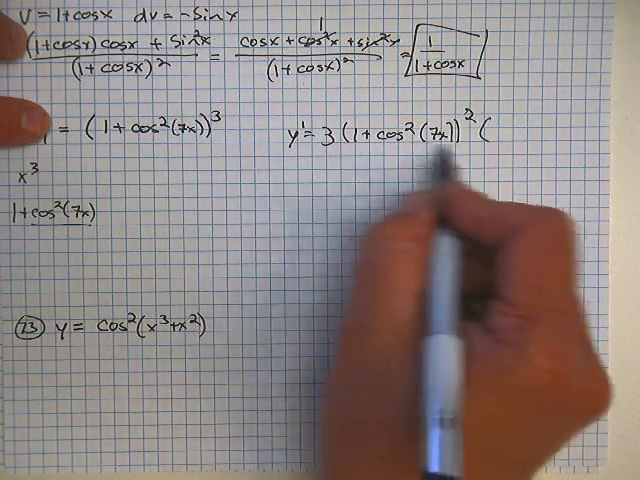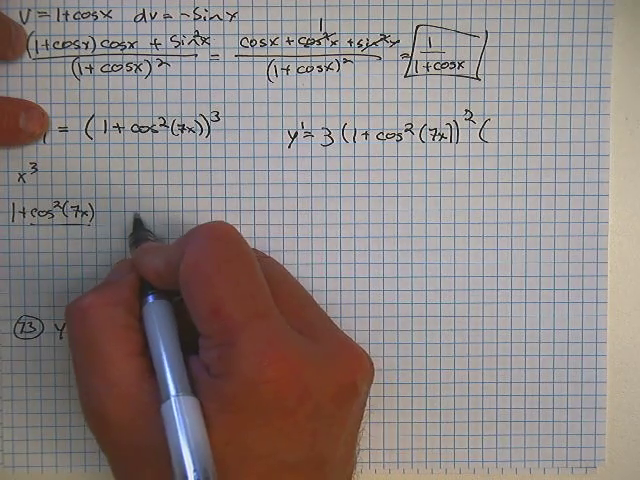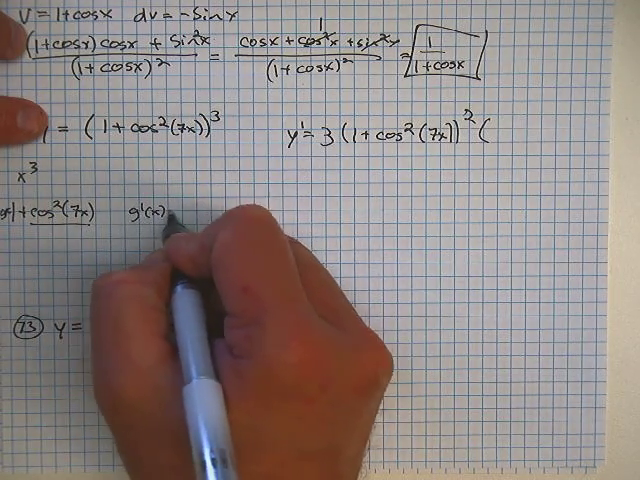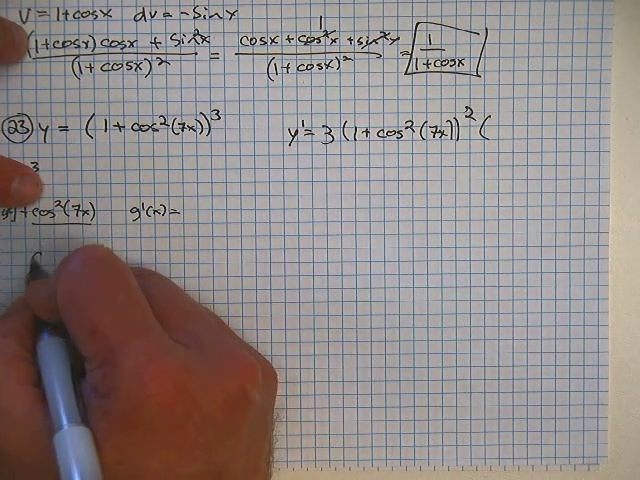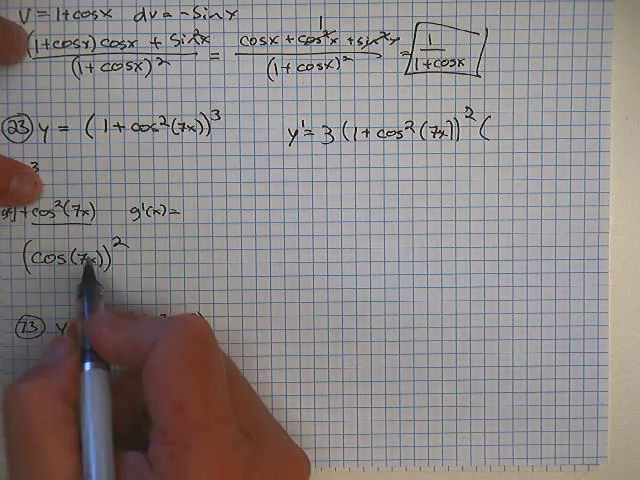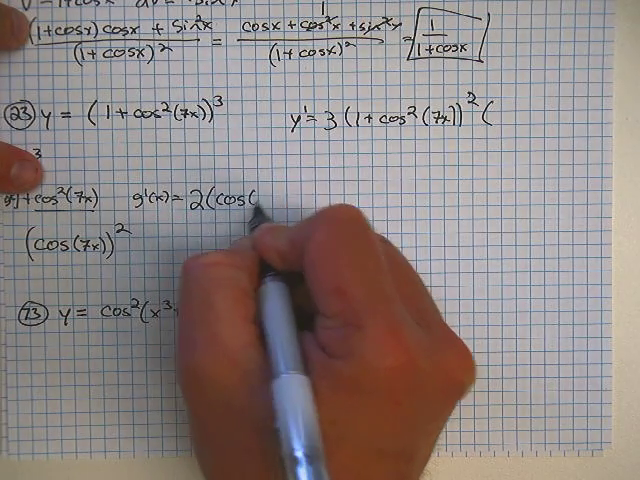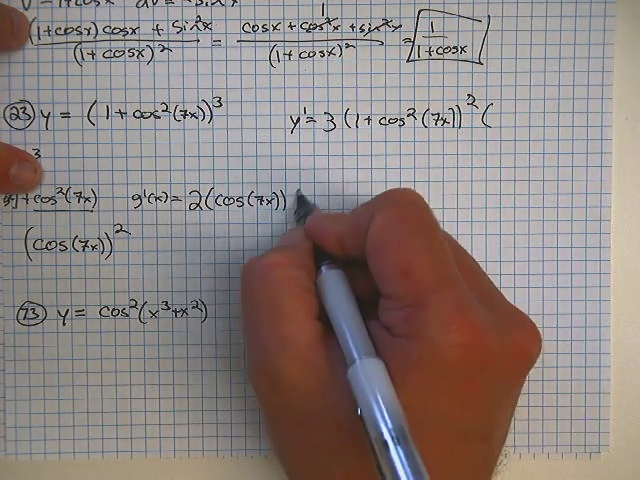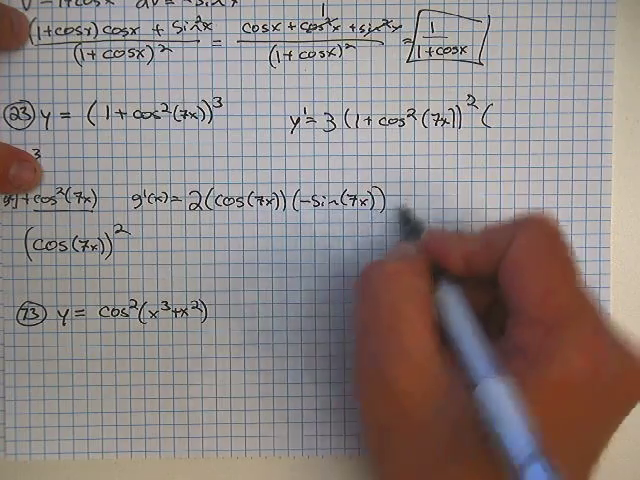Now we got to do the derivative of this inside. So we got 1 plus cosine squared 7x. Let's say this is g of x. So g prime is going to be, the derivative of 1 is 0. The derivative of cosine squared of 7x: the outside function is x squared, so we go 2 times cosine of 7x, times the derivative of the inside, which is negative sine of 7x, times the derivative of the inside again, 7.